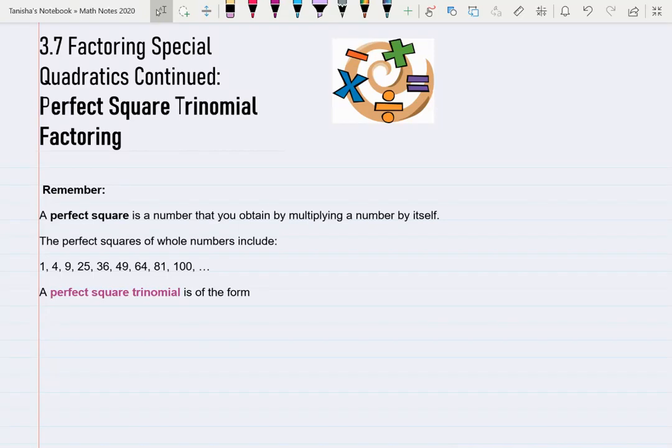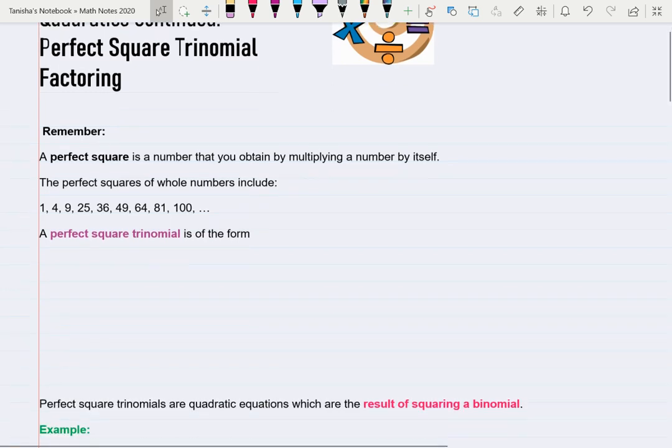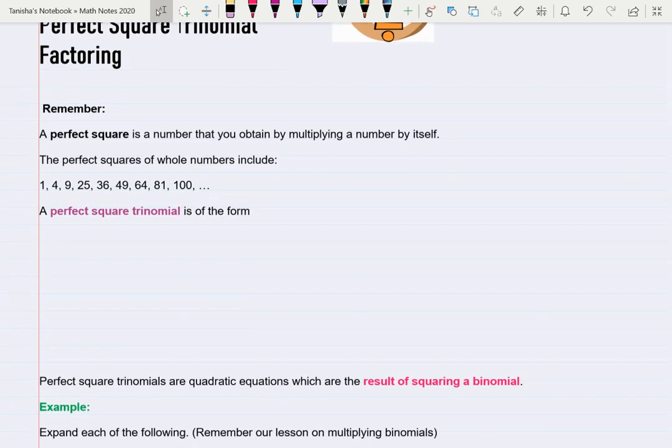Next, we're going to be looking at how to factor a perfect square trinomial. So just like difference of squares trinomials, we have to be able to identify a perfect square trinomial. Just remember, a perfect square is a number that you get by multiplying another number by itself. Listed here are the first couple of perfect squares, but there is an infinite number of perfect square numbers. You should at least be able to identify these 10.